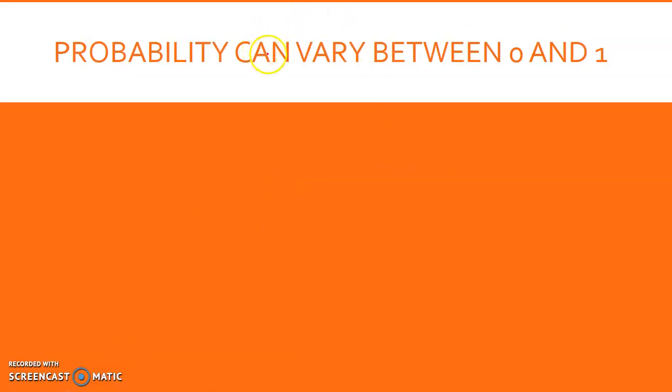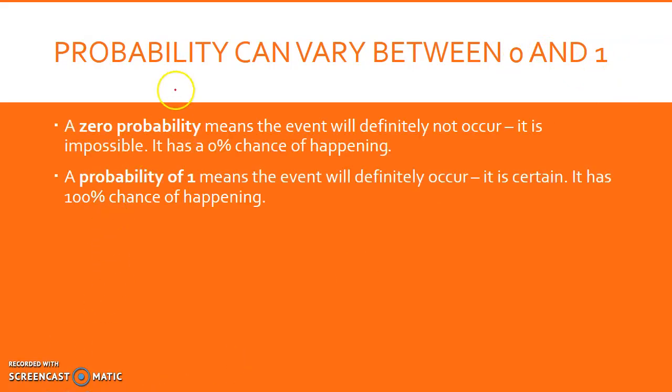Now when we're thinking of probability, it can vary between 0 and 1. So if we're thinking of it just as a number or a decimal, it's going to vary between 0 and 1. A 0 probability means that the event will definitely not occur. It is something that is impossible. It has 0% chance of happening. On the other end, we have the probability of 1. That means the event will definitely occur. It is certain. It has 100% chance of happening.